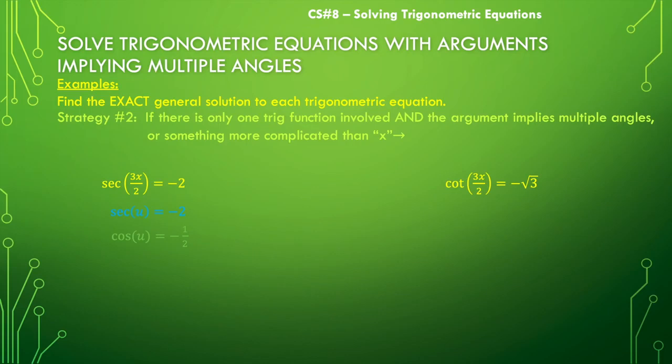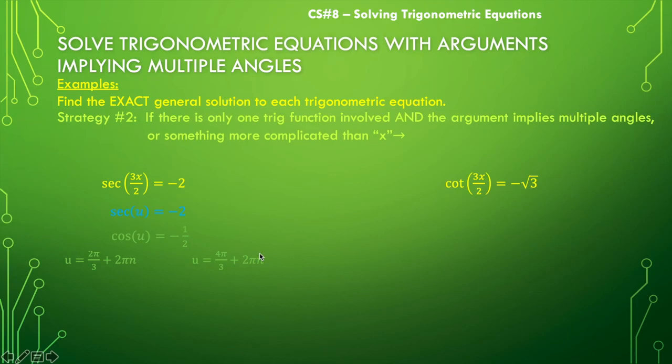I can think about what is going on the unit circle, or which angles on the unit circle have an x value of negative 1/2. And you would find those at 2 pi over 3 and 4 pi over 3. And since we're doing general solutions, we would add the plus 2 pi n on both of those.